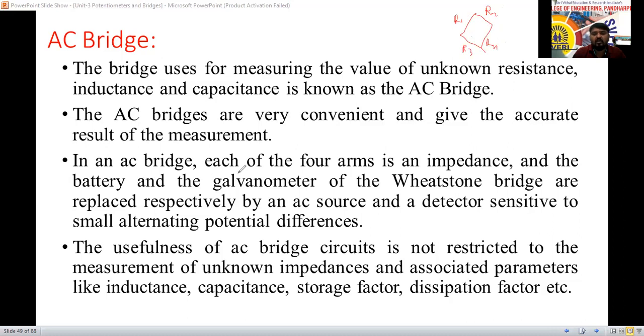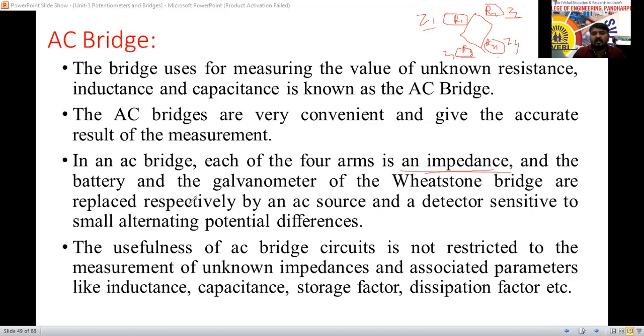But here, each of the 4 arms is an impedance. Instead of R1, we will call them Z1, Z2, Z3, Z4. Each of the 4 arms is Z1, Z2, Z3, Z4 we are going to consider. Z indicates impedance.